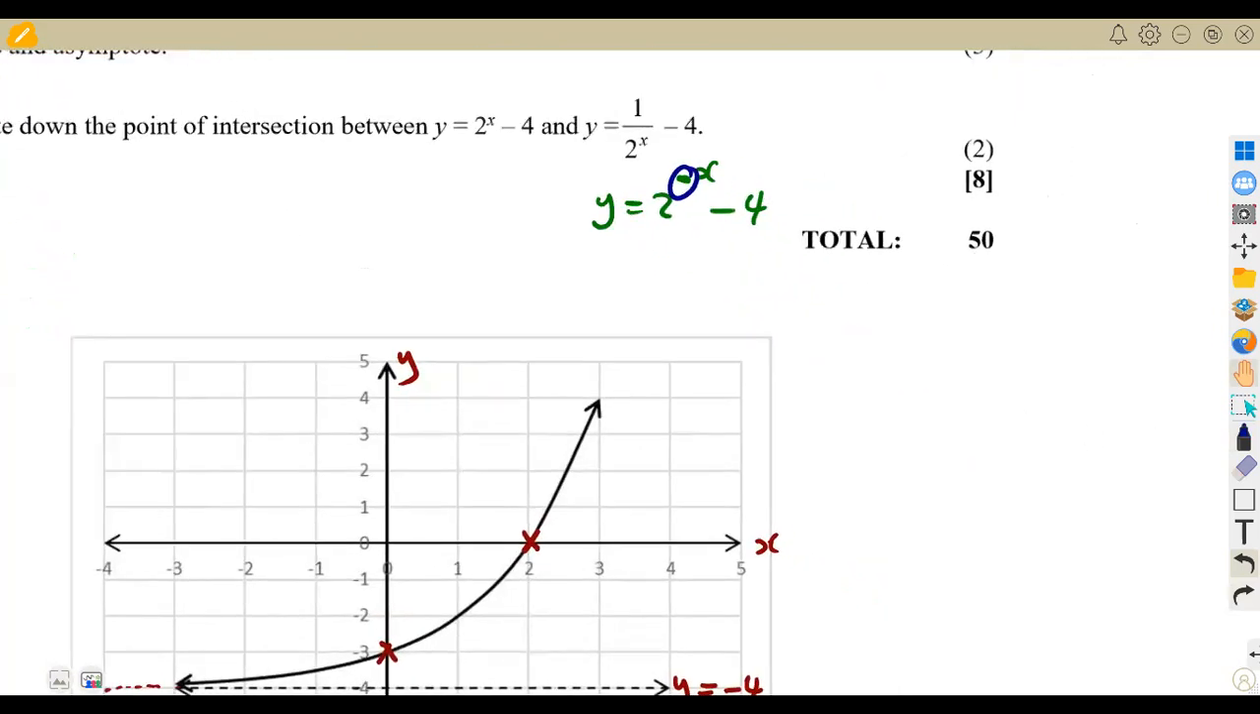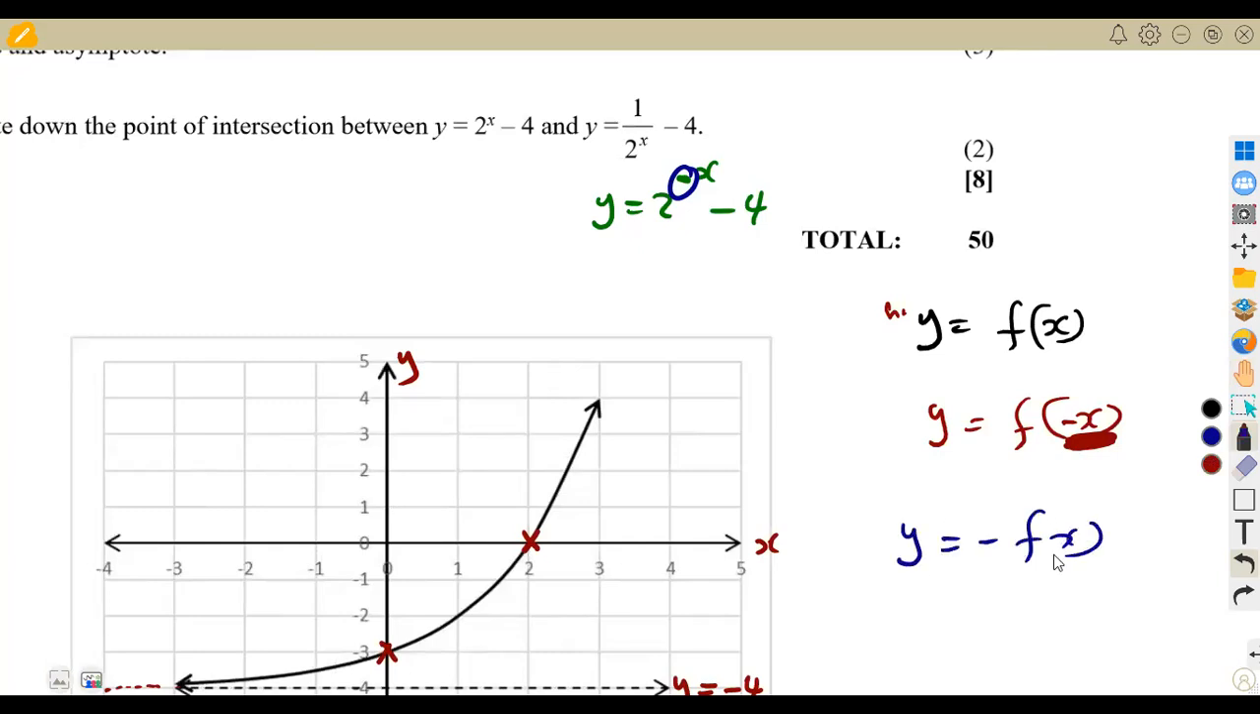Remember, if we are given y is equal to f of x, then on another part, you multiply x by a negative, y is equal to f of minus x. That is going to affect our values. You are going to reflect everything in the y-axis. A reflection in the x-axis must be a condition of y is equal to minus f of x. But when x is affected like this, it is a reflection in the y-axis.